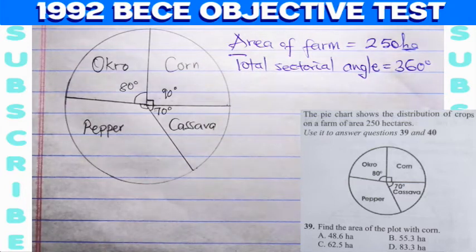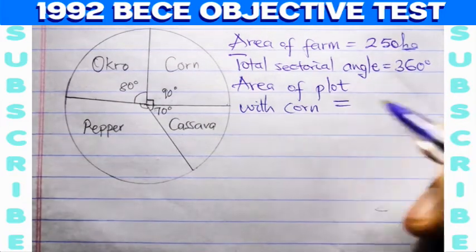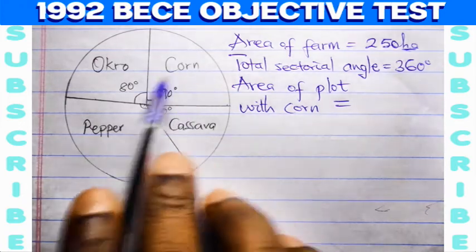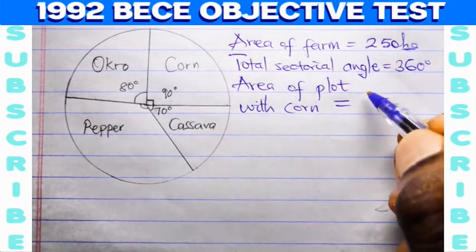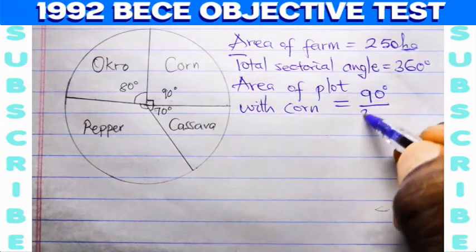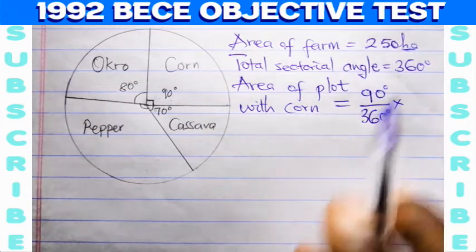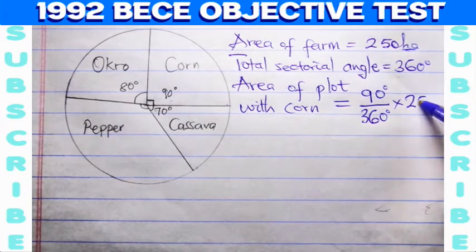So to find the area of plot with corn, area will be equal to the angle for corn, which is 90 degrees, out of the total sectorial angle, 360 degrees, multiplied by the total hectares of farm that we have, 250.